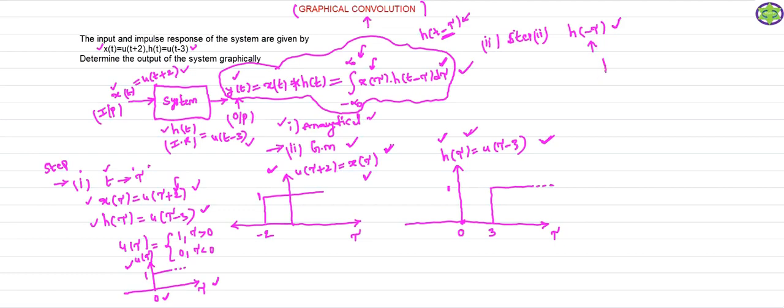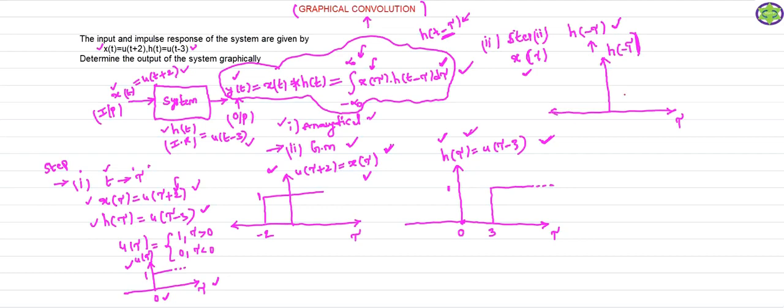So I just plot your h of tau. For step 2, your x of tau is the same. Whatever the x of tau in the first step, we have the same signal in the second step. Now how can you plot h of minus tau? So this is your h of minus tau. How can you plot x of minus tau? Already you know the folding operation. So this is your tau axis.